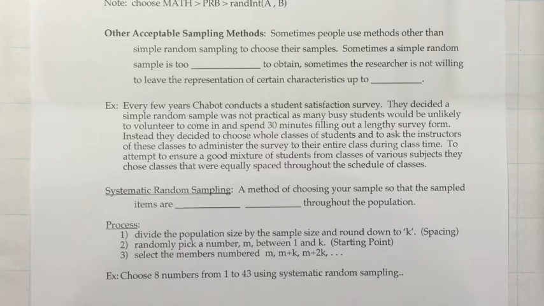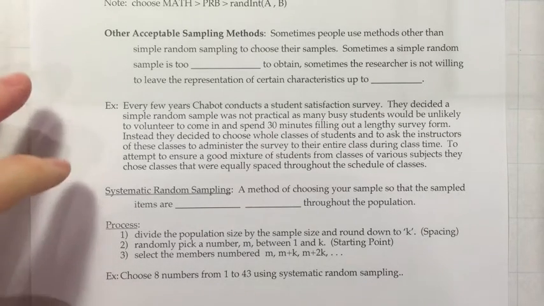So other acceptable sampling methods. Sometimes people use methods other than simple random sampling to choose their samples. Sometimes a simple random sample is too difficult to obtain, and sometimes the researcher is not willing to leave the representation of certain characteristics up to chance.